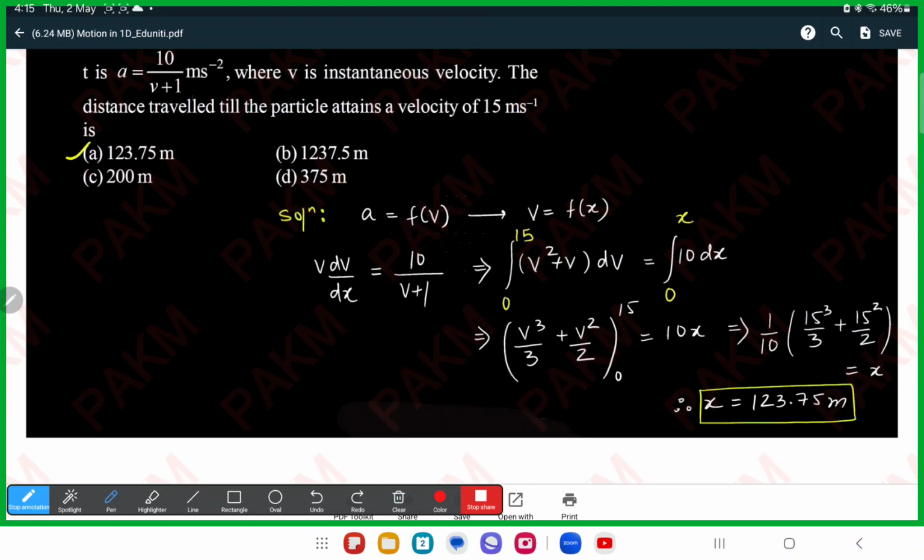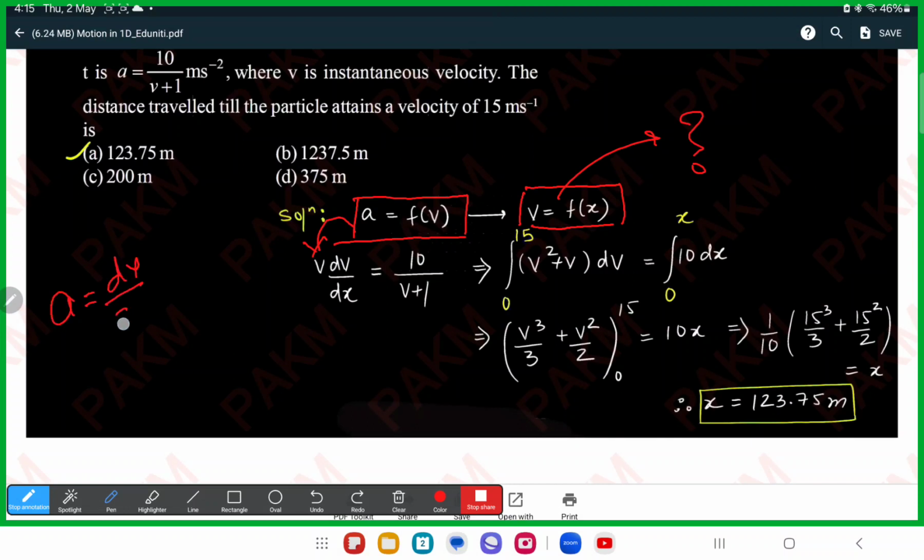as a function of v. Acceleration as a function of v is given. So what are we supposed to do here? We have to establish velocity as a function of x. Now this approach is important. If you can establish velocity as a function of x, you can calculate. Now acceleration in terms of distance we can write, because acceleration has two formulas, dv over dt or v dv over dx.